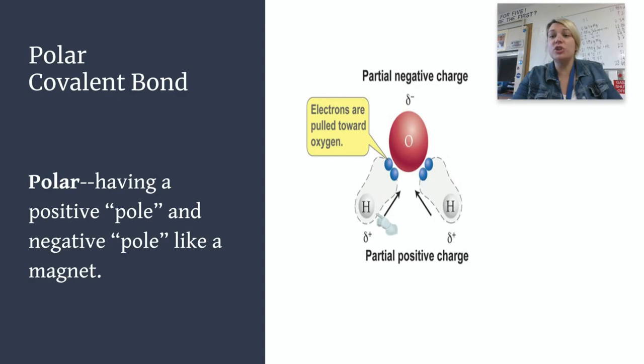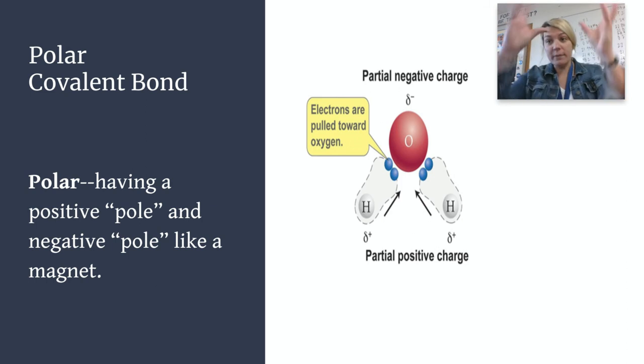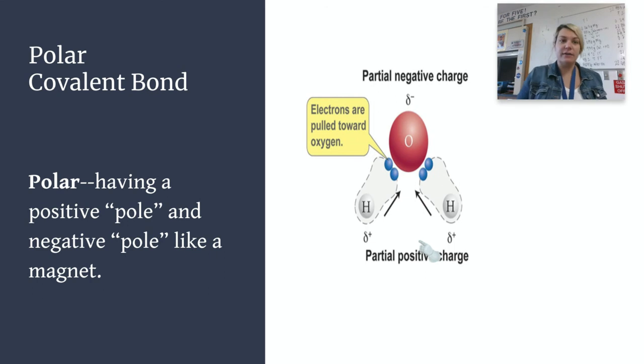Where the hydrogens are losing the game of tug of war, oxygen is pulling the electrons away from it, they're going to have a partially positive charge. Okay, so since this molecule now has two separate sections in it, one part is negative and one part is positive, that means that it has poles, right? So the one side is a negative pole and the other side is a positive pole.